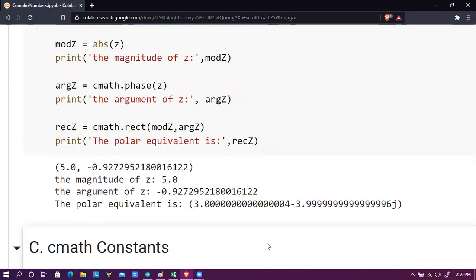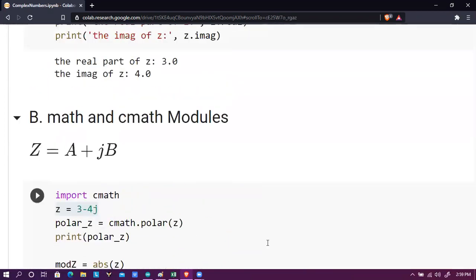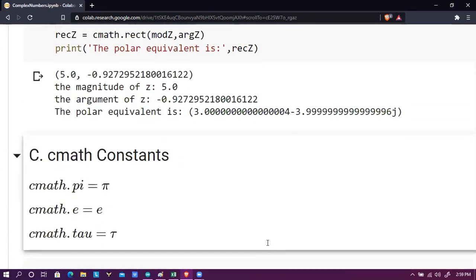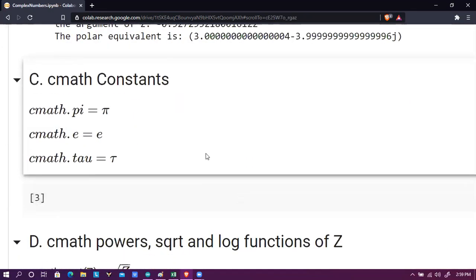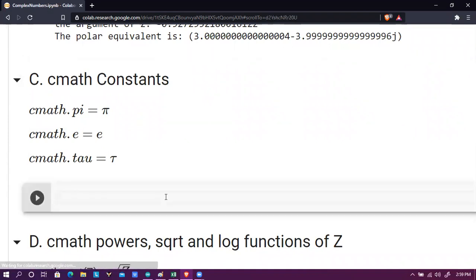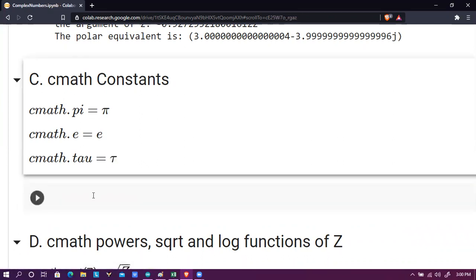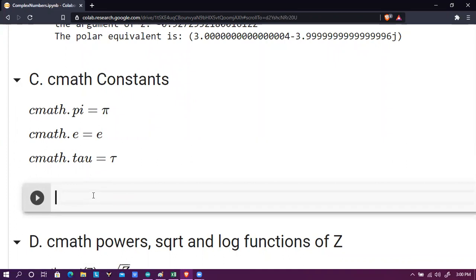Okay, that's it for the basic of your cmath module. Now, in cmath module, we also have cmath constants. Okay, that is equivalent to pi. Okay, cmath.e is equivalent to Euler's number. cmath.tau is equivalent to twice of your pi. Let's try.